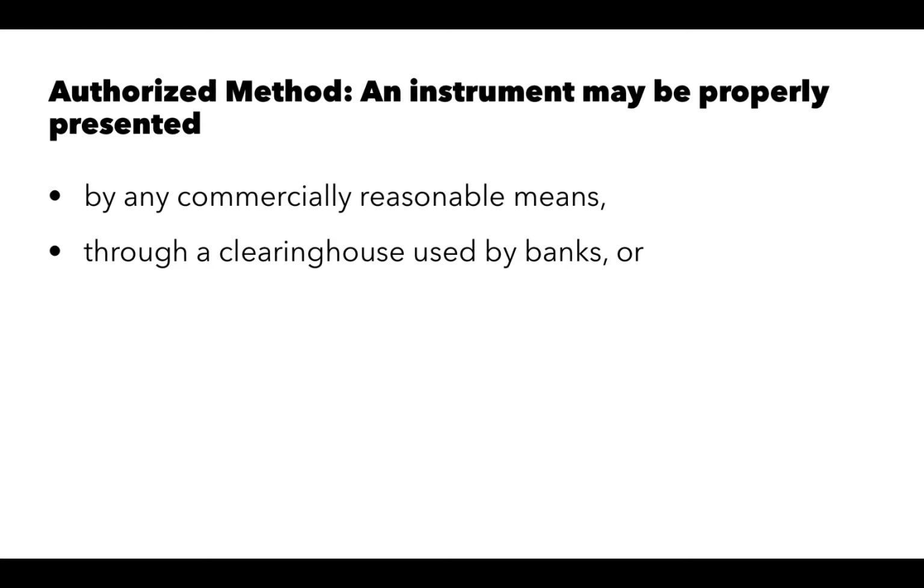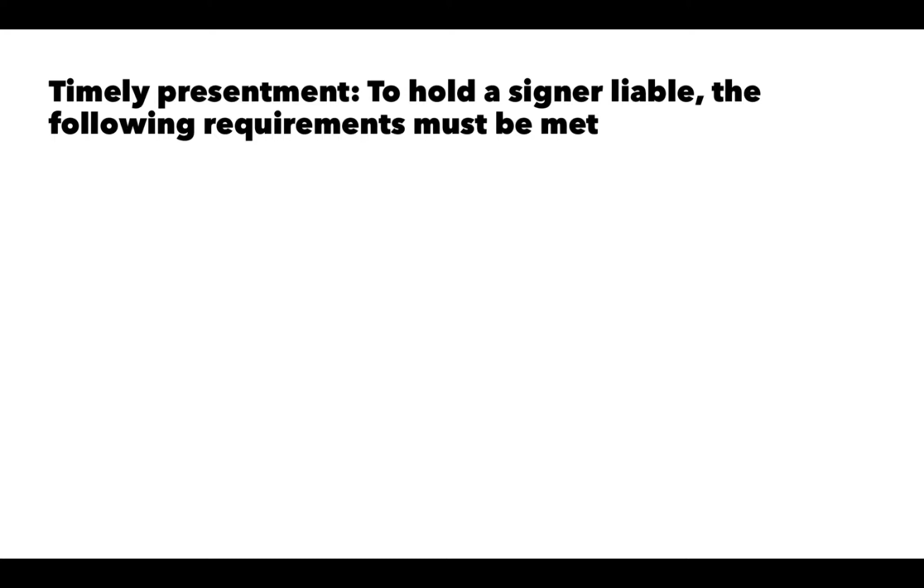Authorized method. An instrument may be properly presented by any commercially reasonable means, whatever is reasonable under the circumstances, or through a clearinghouse used by banks, or at the place specified in the instrument. So we need to present the proper party using an authorized method, and it must be a timely presentment. To hold the signer liable, the following requirements have to be met.